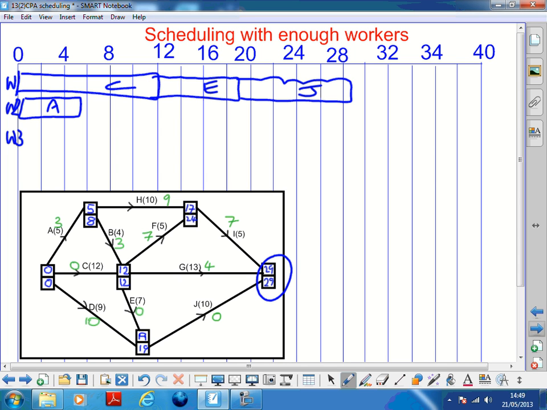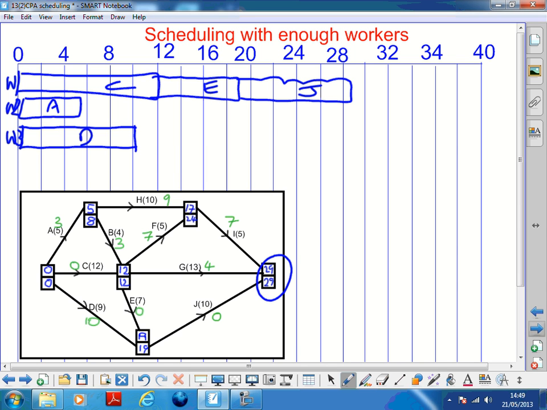Including precedences. So should I go to D then? Yeah. So now you give worker 3 D, and this is 9. And now you can kind of think, right, what about job B?